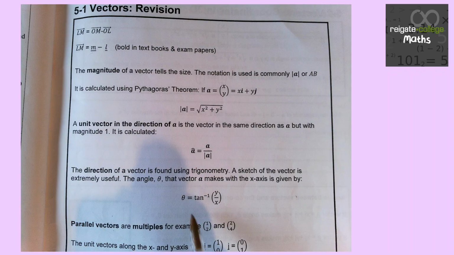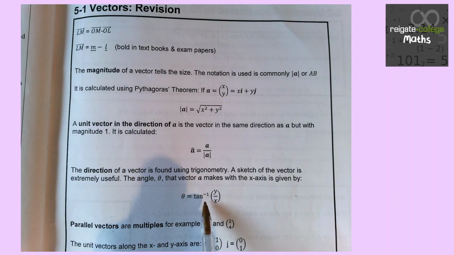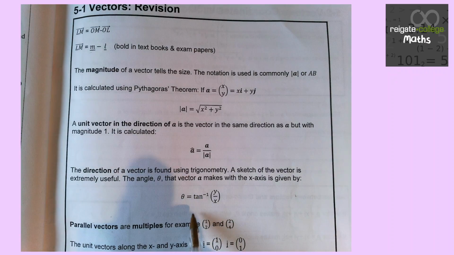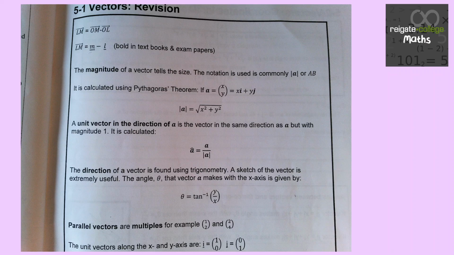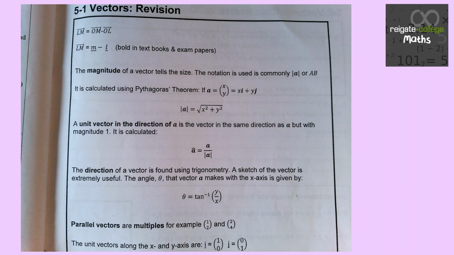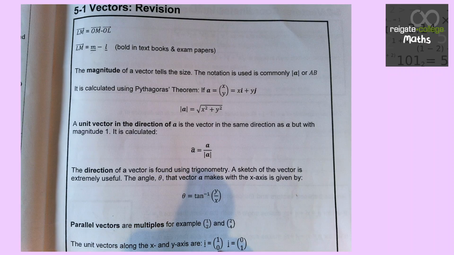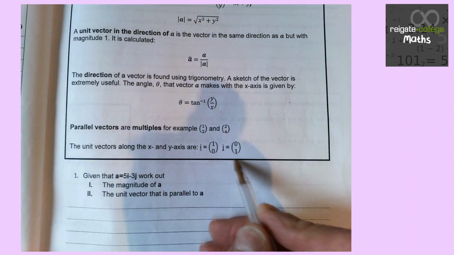We can find the direction of a vector by finding the angle that the vector makes with the x-axis. Sometimes you might be asked the direction it makes compared to the unit vector i. The unit vector i is the vector (1, 0), so it's a unit vector in the x direction, and j is a unit vector in the y direction.